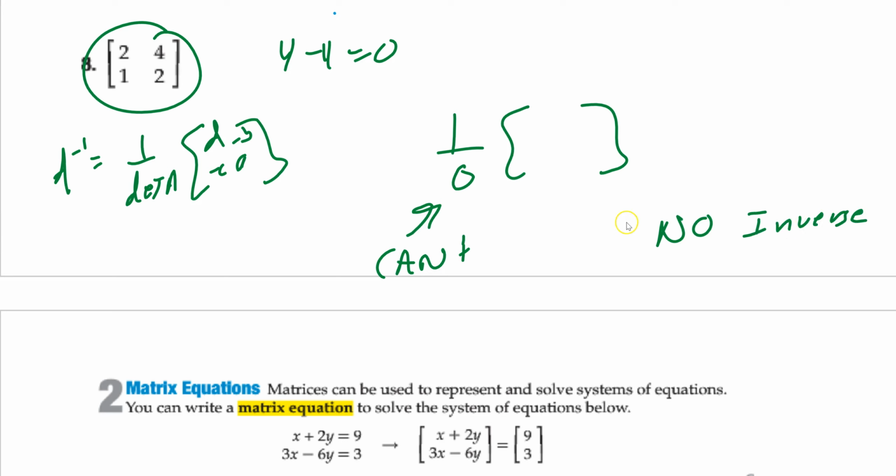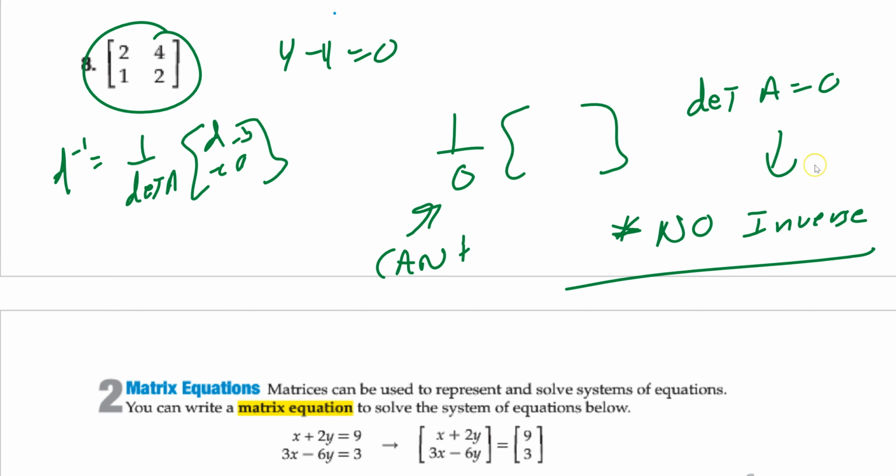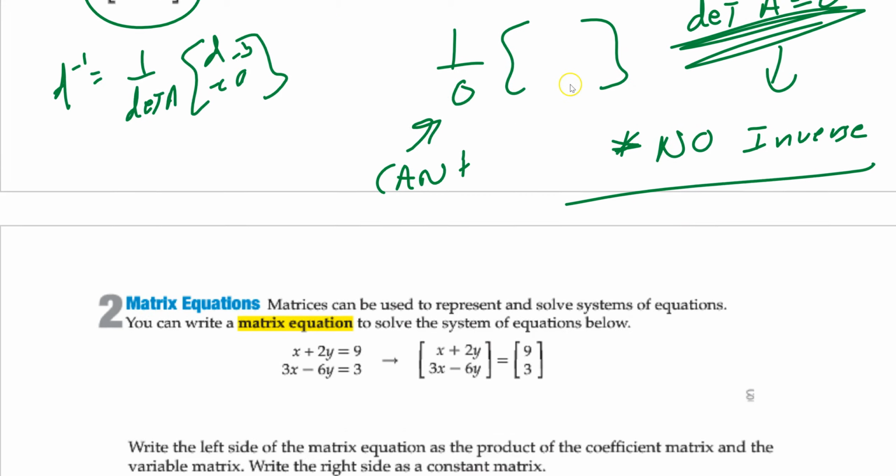I brought this up in the last video. Remember, if the determinant equals 0, then you have no inverse. Because that's the whole reason why. The very first step of finding the inverse is dividing by the determinant. So if the determinant is 0, you can't divide by 0. So just keep that in mind. Determinant of A equals 0, there's no inverse. I will ask you about that on a quiz or test. Anyway, let's go to the fun part of today.